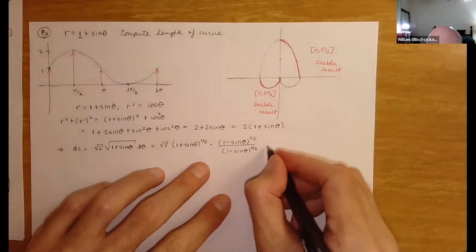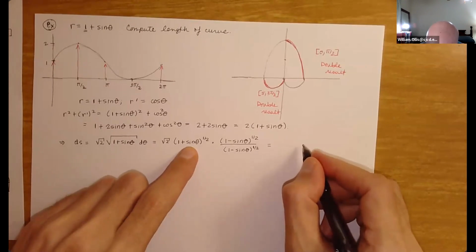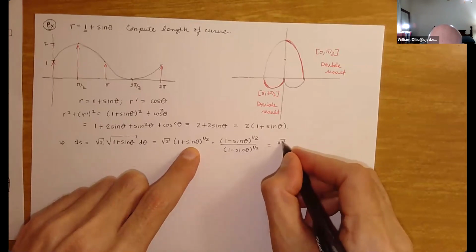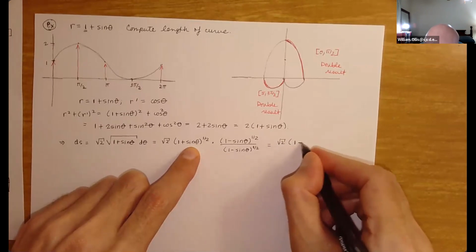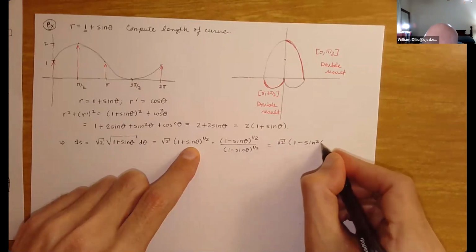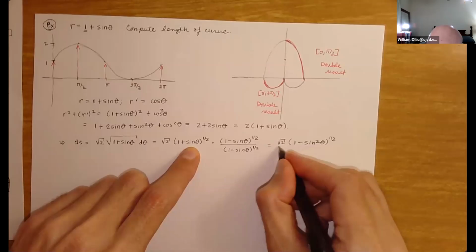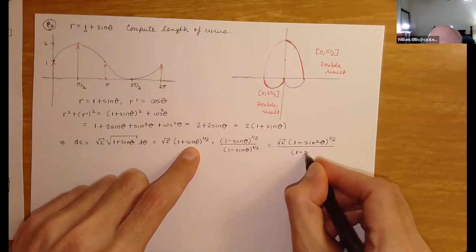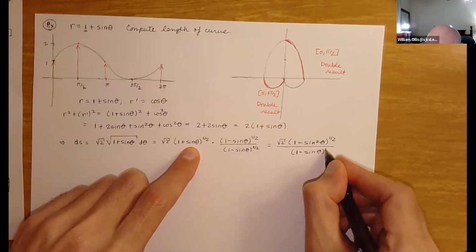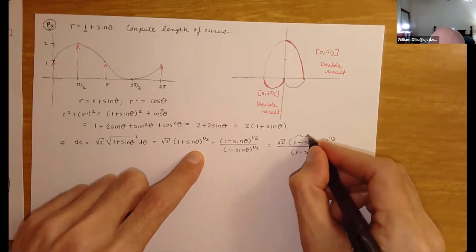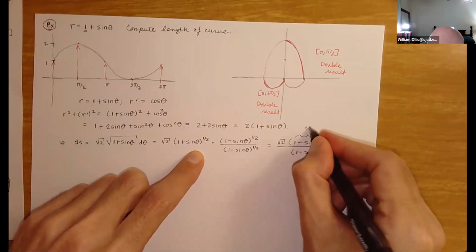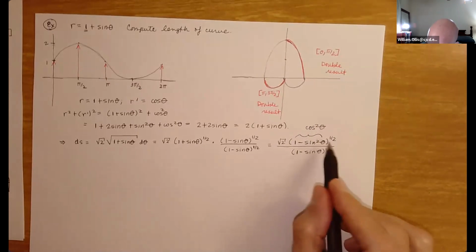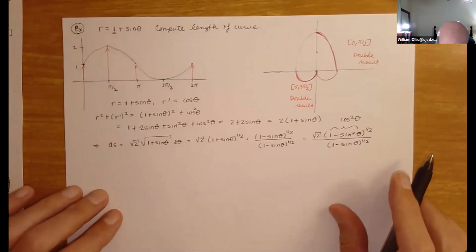So this will give us the 1 minus sine squared under the radical. So we have square root 2, 1 minus sine squared. This is old hat. This is Cal 1, but still good stuff. Now, of course, this is just cosine squared theta. So now we have the square root of cosine squared, which is absolute value.